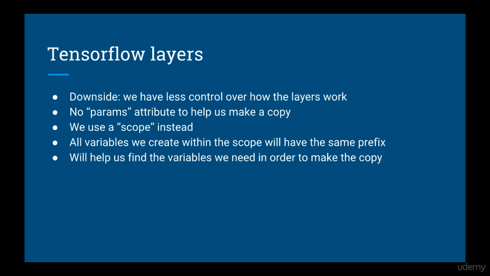Next, because we're using built-in TensorFlow layers, that means we'll have less control over what they do. In particular, we were previously using the params instance variable to help us copy the main network over to the target network. But built-in TensorFlow layers don't have a params instance variable. To solve this problem, we need to use what is called a scope. By giving each network its own scope, all the variables we create in the network will have names that are prefixed by the name of the scope. This will help us find the variables for each network when it comes time to copy them.